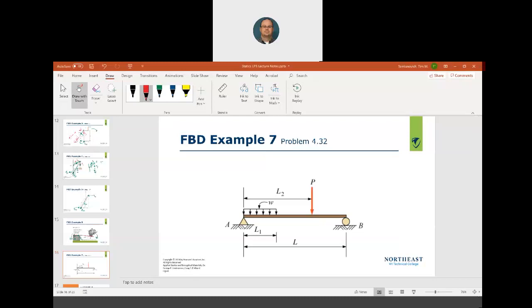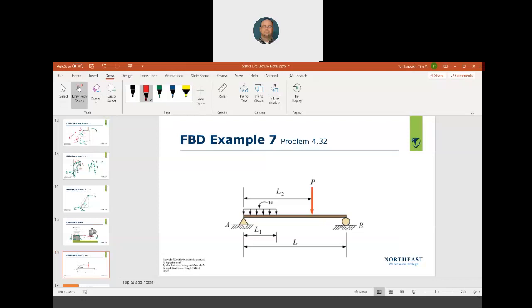Okay, so we want to do a free body diagram of this guy. The first thing you want to do, see this? We want to convert this into a point load. So we know this is a rectangle, so it's length times height. W is the height, that would be like pounds per foot or kilonewtons per meter.